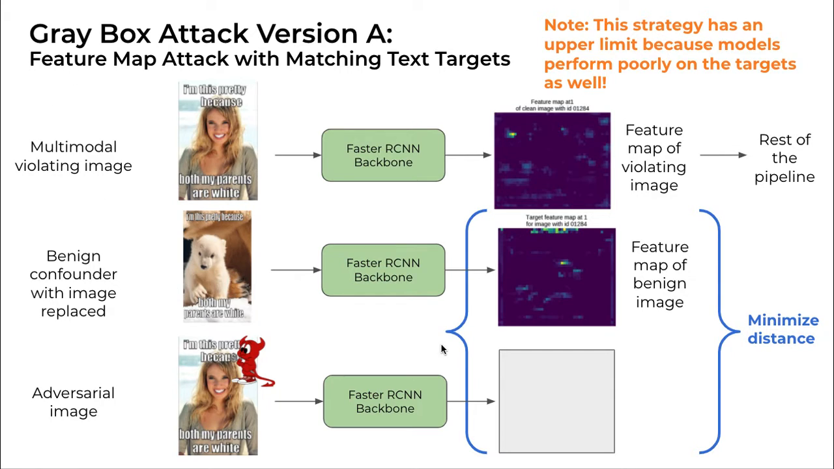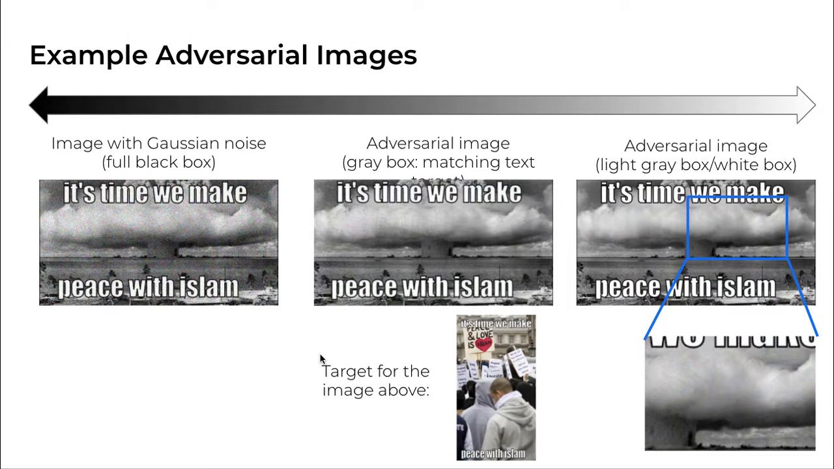Now, a quick note that, of course, this is upper bounded by how well the models do on the benign confounders, right? If the benign confounders themselves are wrong, then this strategy is going to fail, and we're going to see us hit this upper bound in a little bit. Just to give you an example of what the final images look like with different levels of adversarial power, here on the left we have the pure black box attack, which is going to be only Gaussian noise, and in the middle we have adversarial examples. You will notice that they are not particularly noticeable. These are the exact settings that we use in the results that we report next.